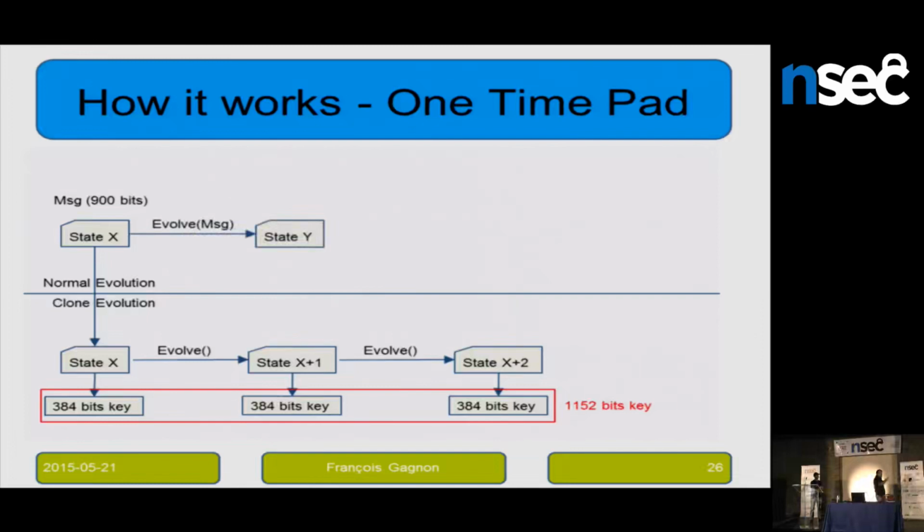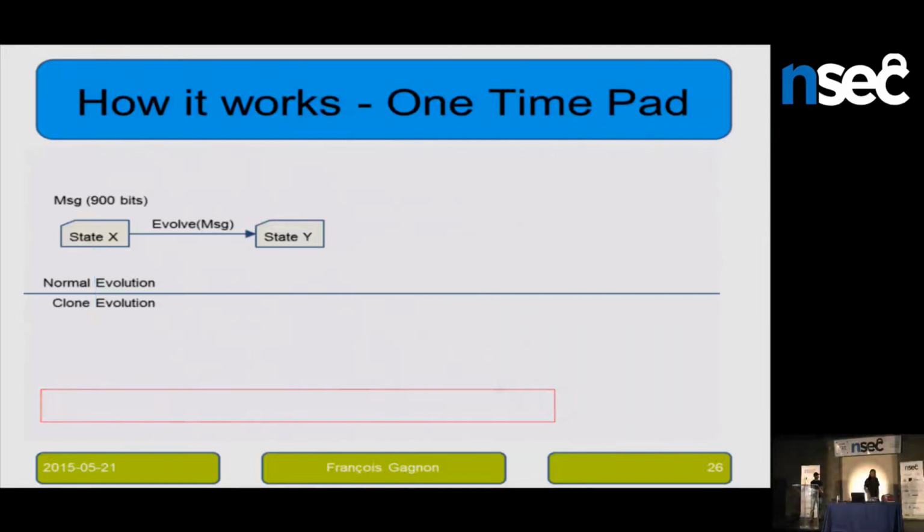Then the evolution of the original system will be done with the message and parameters. So that's going to end up with a completely new state that's not related with state x, x plus 1, or x plus 2. And then we can delete all the clones we've got and keep going just with the main system.